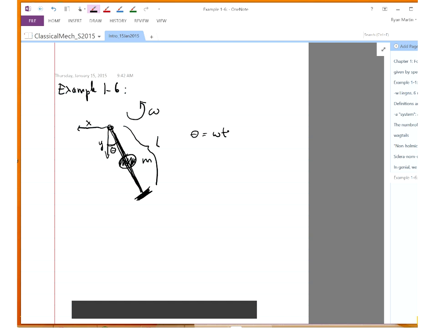So this suggests that we can use one generalized coordinate, and we should choose what's a good generalized coordinate to use here. So this has 1 degree of freedom, and so let's choose r as our generalized coordinate.